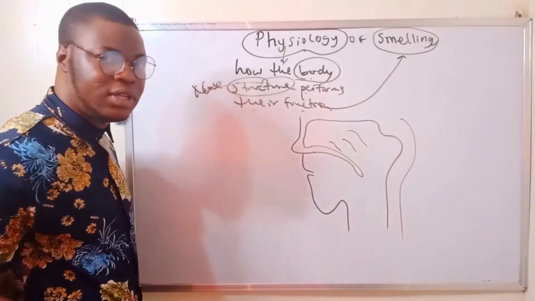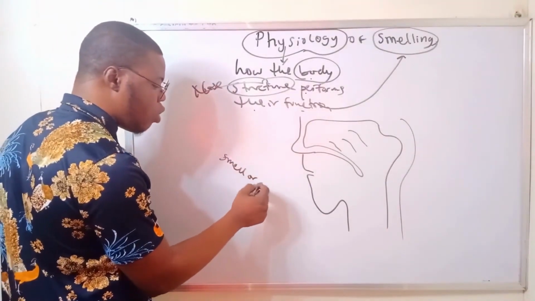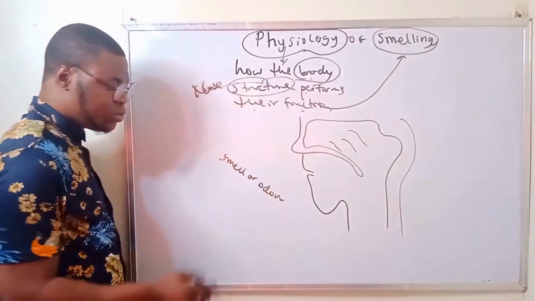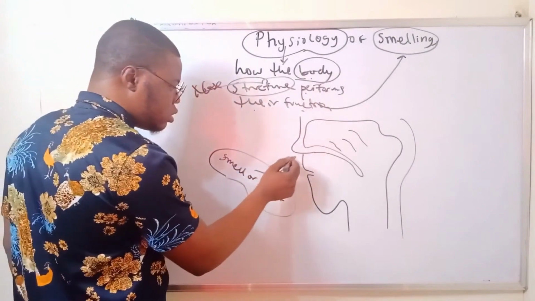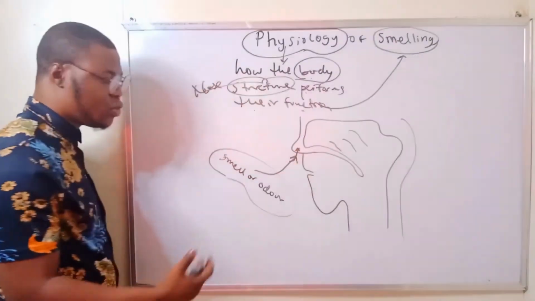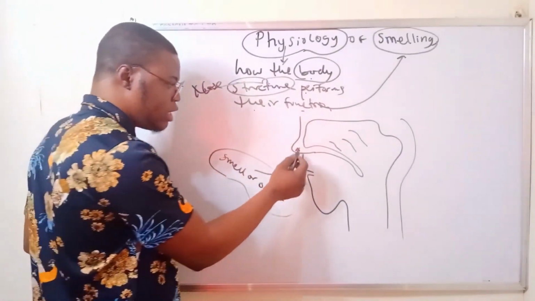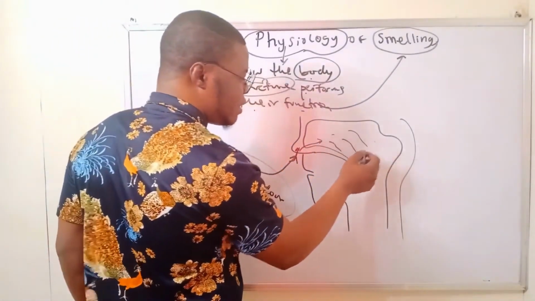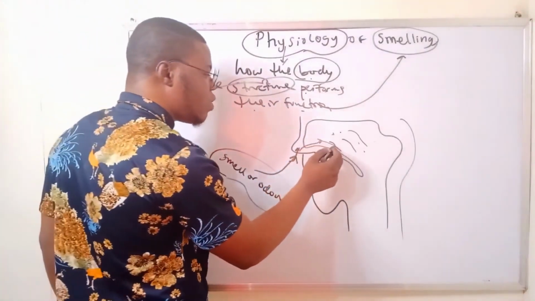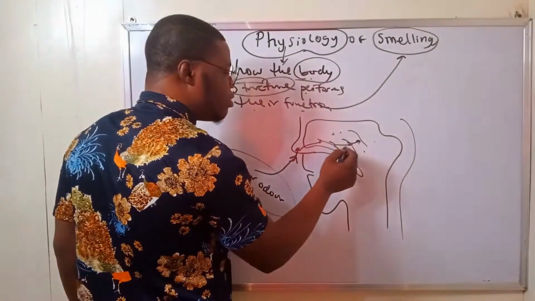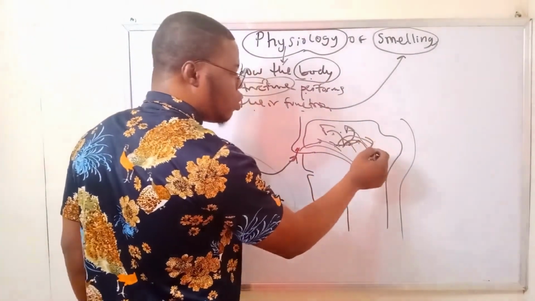For the physiology of smelling, let's assume that a smell, a sweet one, or an odor is within the environment. So the person's nose is going to serve as a conducting zone. It's going to allow the passage of that odor or smell into the nasal cavity. I hope you are getting that. And within the nasal cavity, the conchae are going to increase the surface area of that very odor or smell.